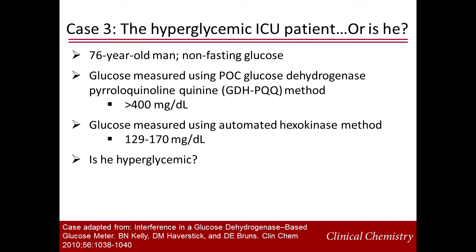For our last case, we will take a quick look at POC glucometers. Here we have a 76-year-old man who is having his glucose checked. He is non-fasting, and the POC device reports out that his blood glucose is greater than 400 milligrams per deciliter. The nurse was skeptical of this result, so she sent another sample to the lab. The lab results showed that he was normal glycemic, which is correct.